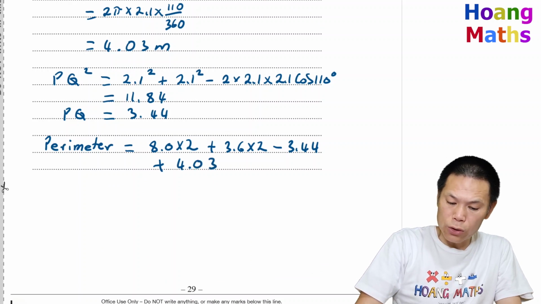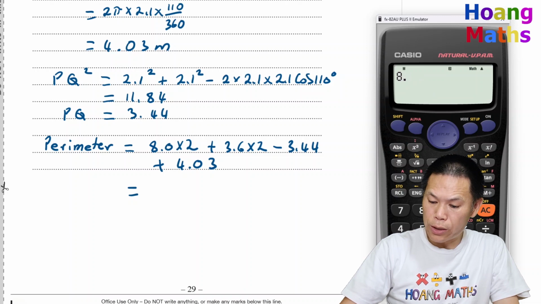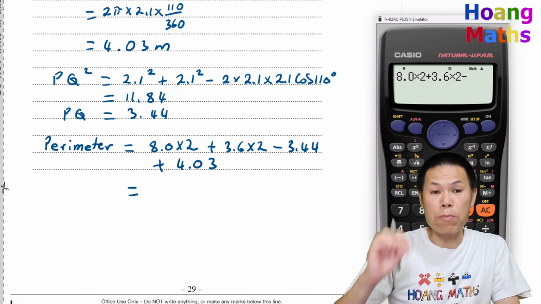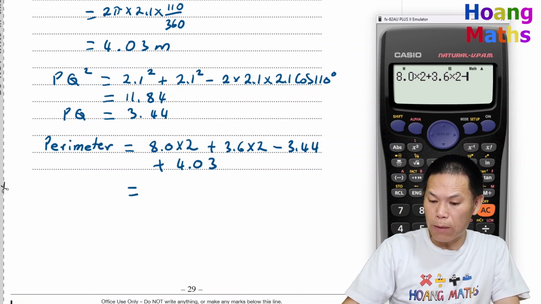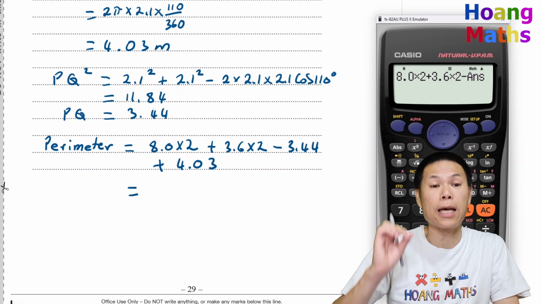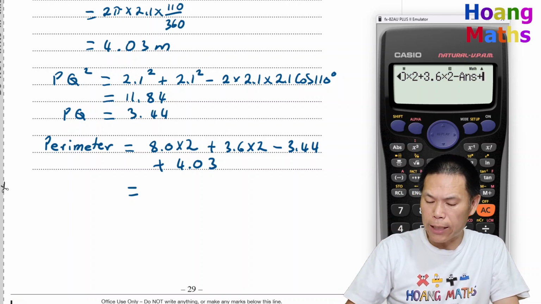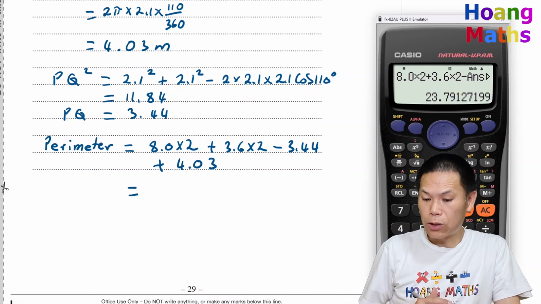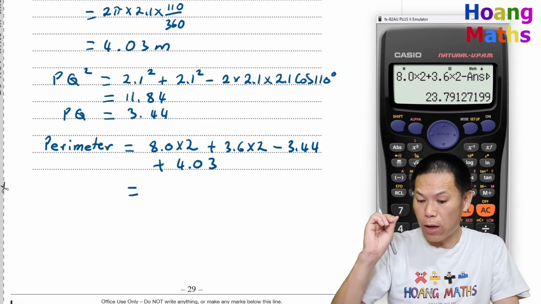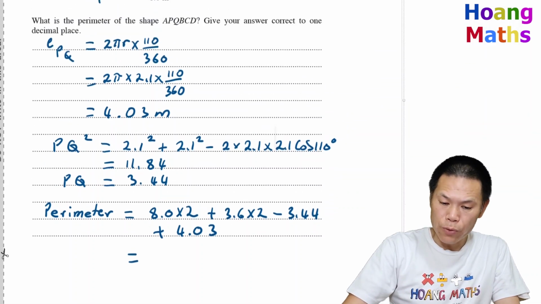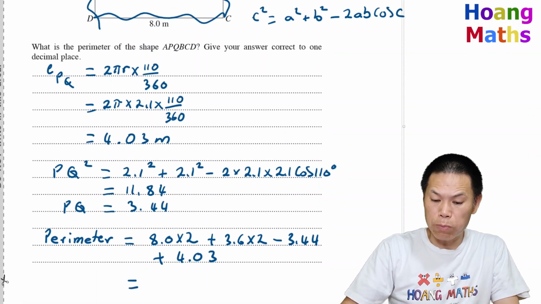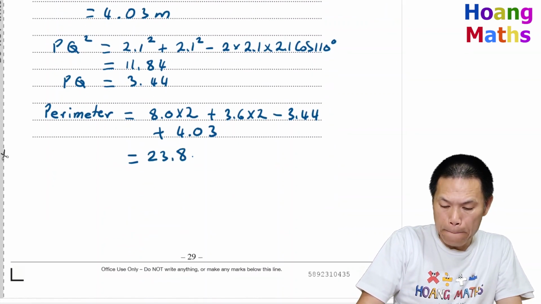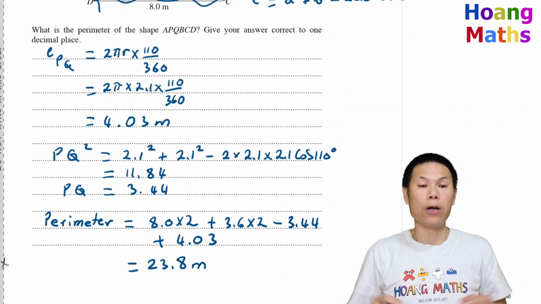So that should give me 8.0 times 2 plus 3.6 times 2, and we minus the length of PQ, that is the last answer I did, 3.44. And we add the arc length of PQ, that is stored in A. So there you go, 23.79 and so on. Correct to 1 decimal place, that means 23.8 meters.